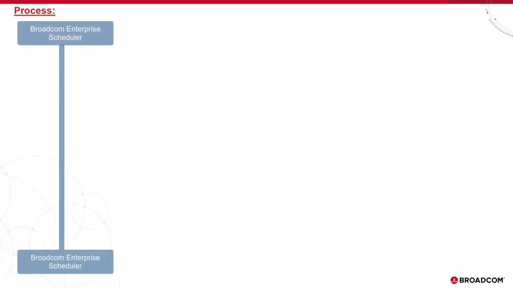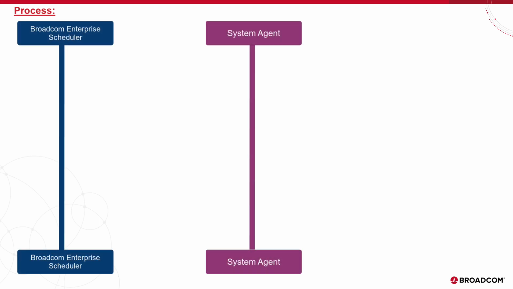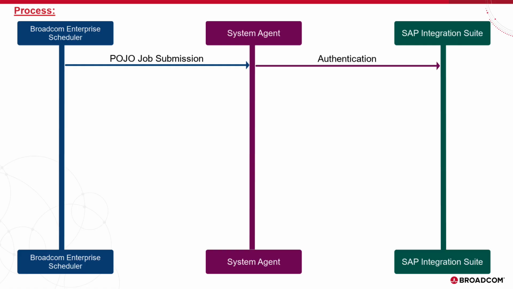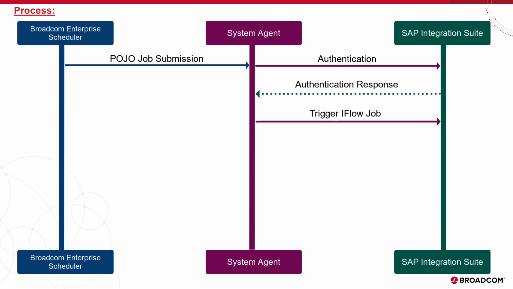Integration involves three main components: the AutoSys Scheduler, the System Agent, and the SAP Integration Suite. The AutoSys Scheduler submits the POJO job to the System Agent. The System Agent acknowledges the job and then initiates communication with the SAP Integration Suite. The System Agent then performs authentication using the credentials defined in the J2EE authentication parameters. Once authenticated, the agent submits the execution request to SAP Integration Suite using a REST POST operation.